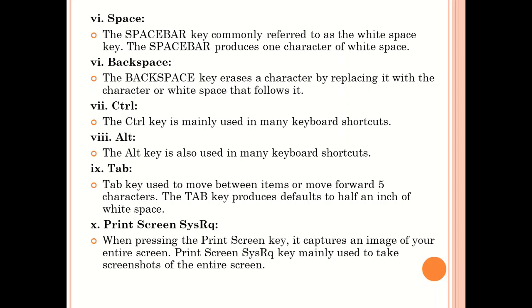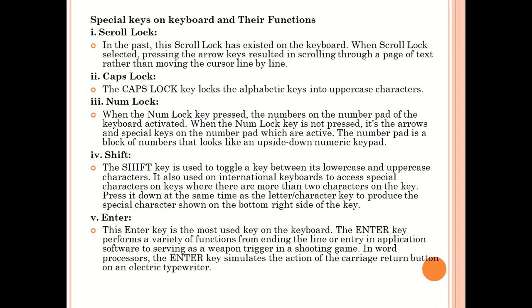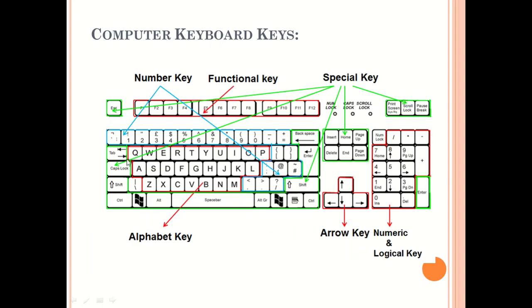Then we have the Tab key. A Tab key is mainly used to move between items or move forward 5 characters. So where is the Tab key? A Tab key is always denoted by these. It is here, this is the Tab key. This Tab key is mainly used to move 5 character spaces.